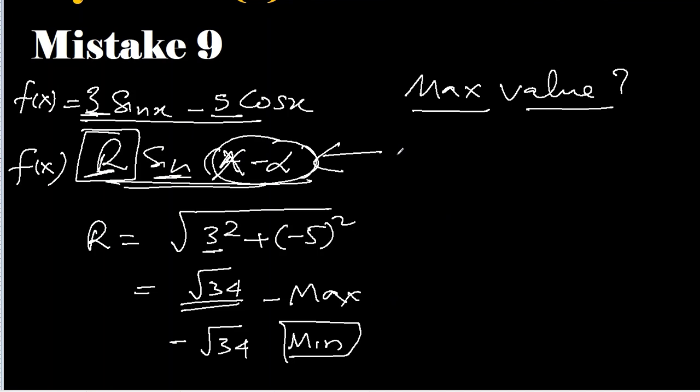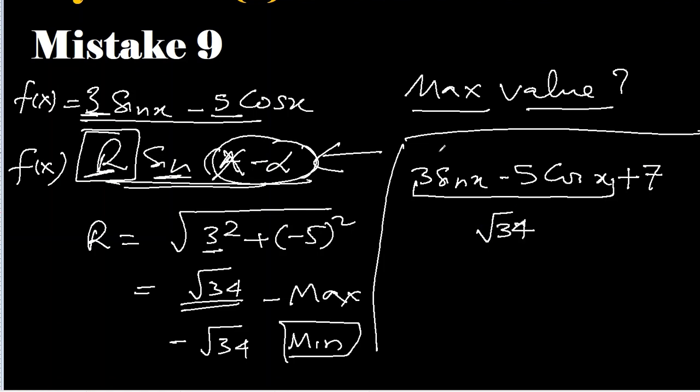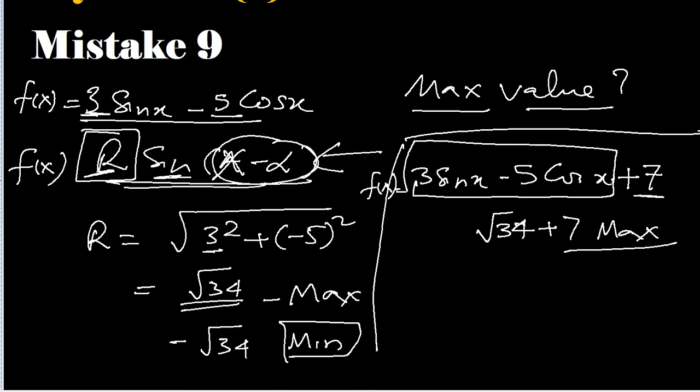Sometimes they may even complicate this even further, that 3 sine x minus 5 cos x plus 7, find its maximum value, right? So we just found out that for this the maximum value is square root 34. So separate this and find its maximum value, and because f(x) is y, just add 7 to this and that becomes the maximum value. There is nothing difficult in this if it is in this format.